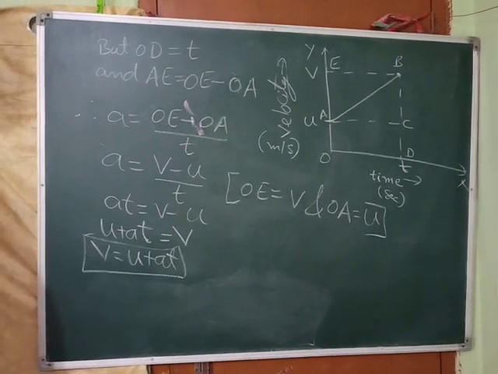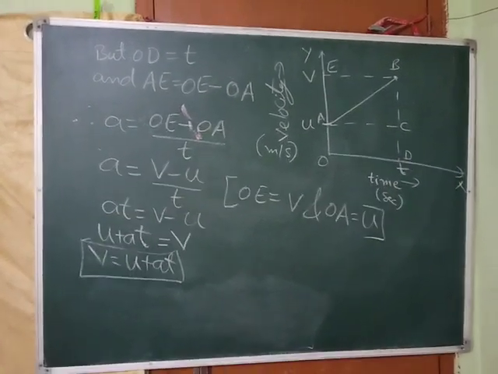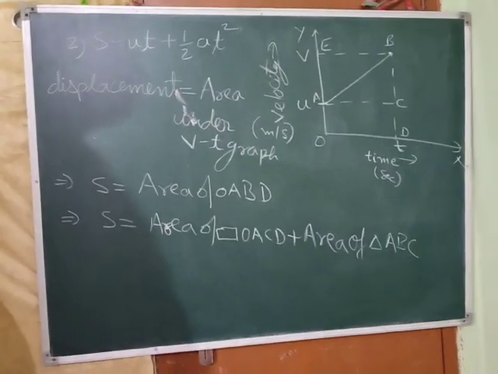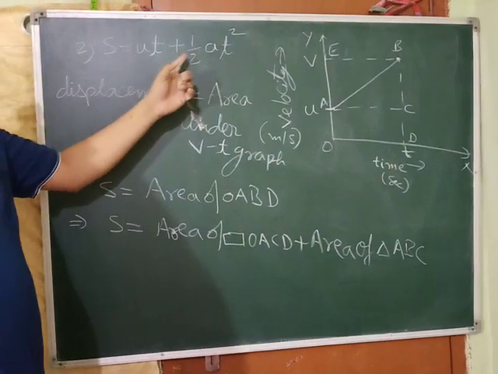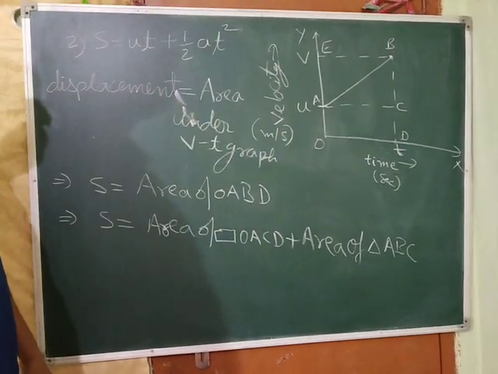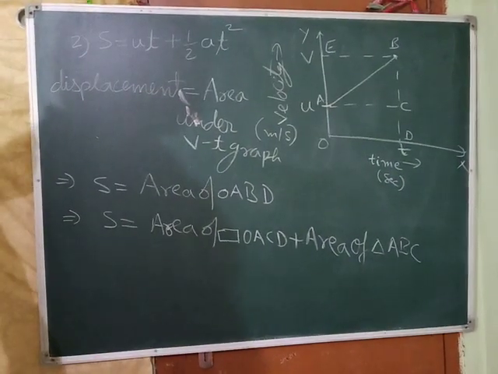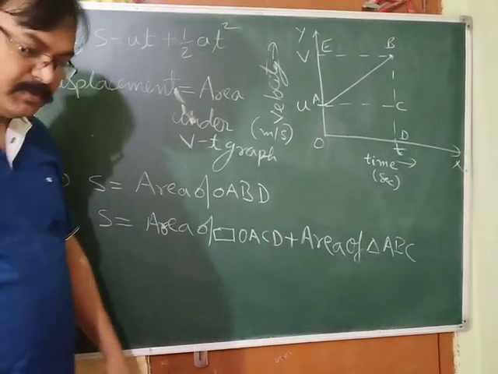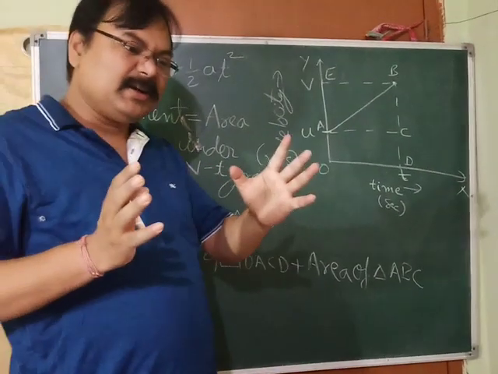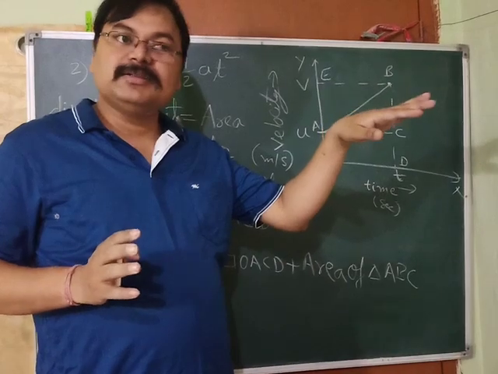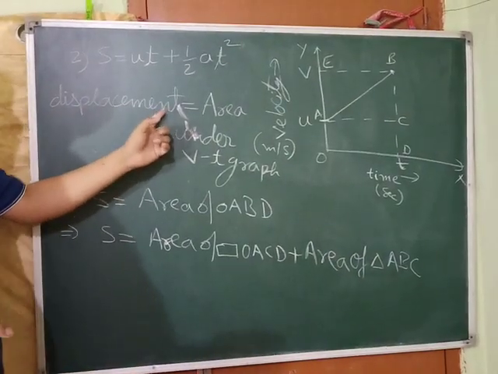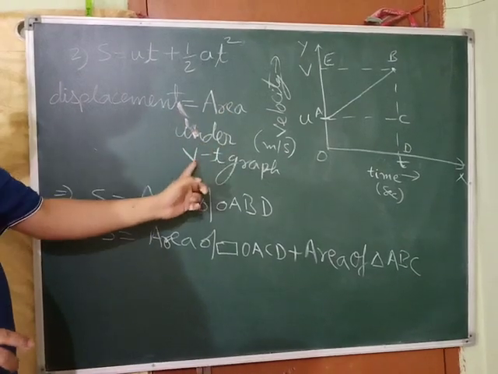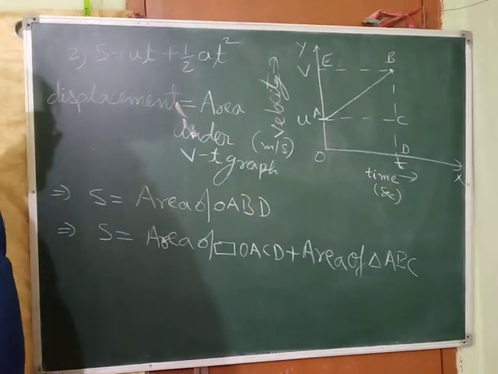Now let's go to the next equation. The second equation is S is equal to ut plus half at square. Okay, this we have to derive. Now for this, in the last video we discussed that the displacement covered is equal to the area under the velocity-time graph. So here we can write displacement equal to area under velocity-time graph. That's what I have written.